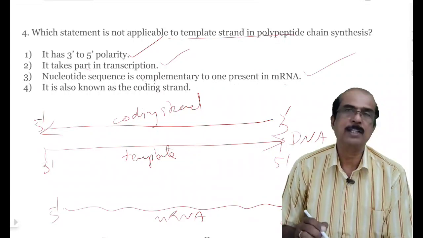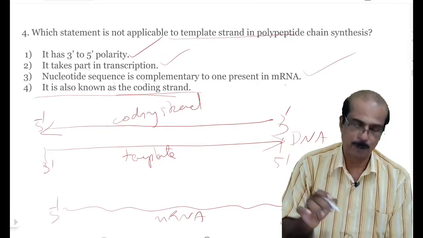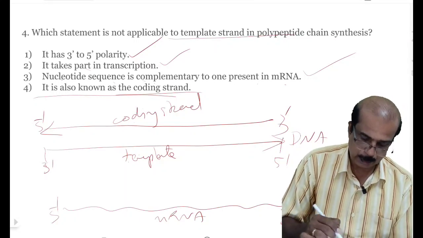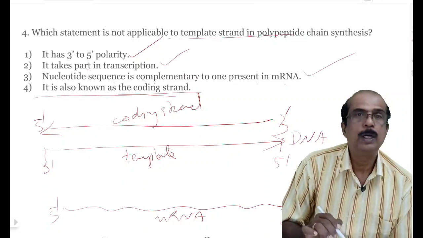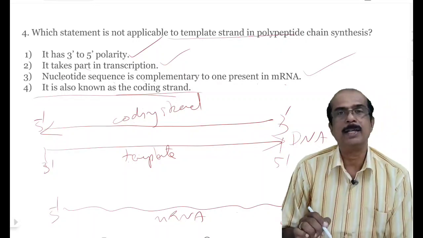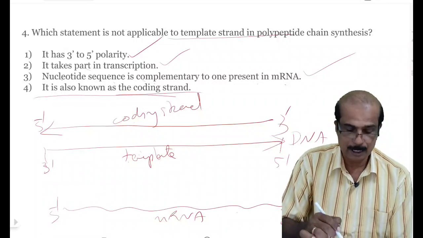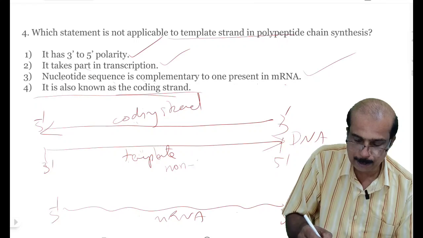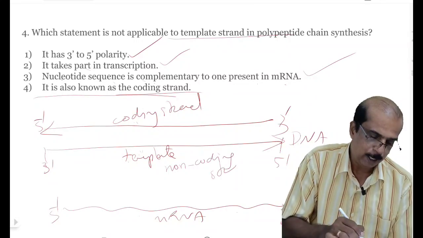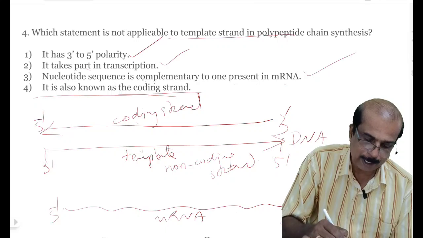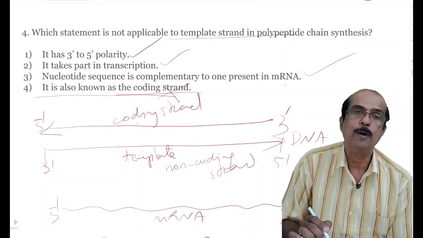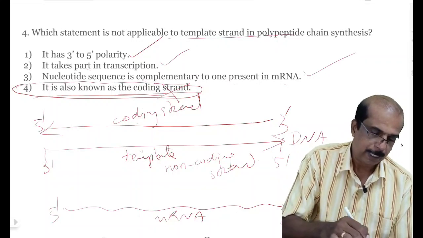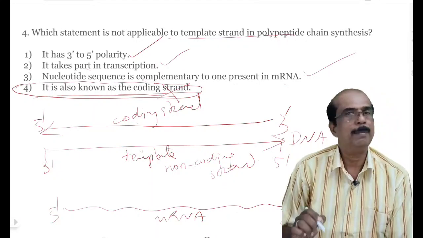It is also known as coding strand. Template strand is not called a coding strand. The other strand is called a coding strand because the nucleotide sequence in mRNA is similar to coding strand, not similar to template strand. It is complementary to template strand, similar to coding strand. So template strand is also called a non-coding strand. So the template strand is not known as coding strand. It is known as non-coding strand. So fourth option will be our answer because that statement is not applicable to template strand.